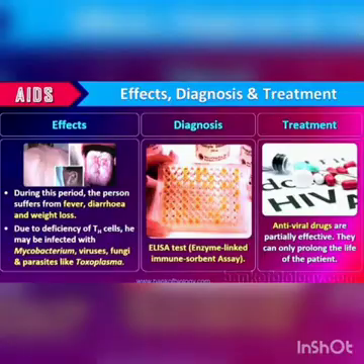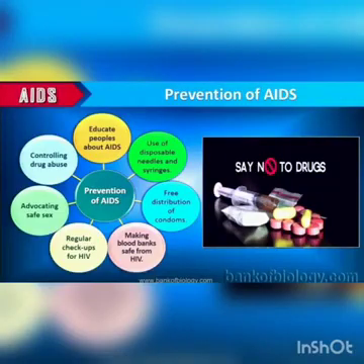Now, how can we prevent AIDS? Controlling drug abuse, educating people about the use of disposable needles and syringes, free distribution of condoms, making blood banks safe from HIV, regular checkup for HIV, and advocating safe sex. If we can do all these things, we can somehow prevent AIDS.